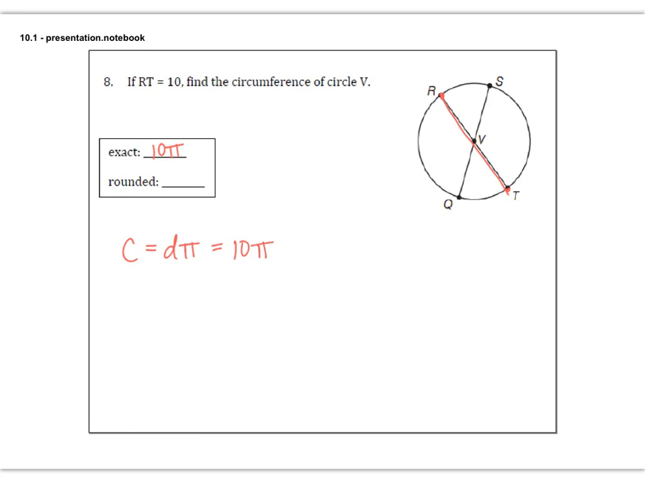If you did it correctly, you should get about 31.42. I'm rounding it to the nearest hundredth. So the exact value cannot be rounded at all. The rounded value, you're going to round off. Let's do it to the hundredth. 2 decimal places would be great.